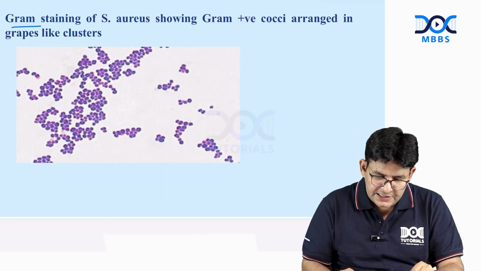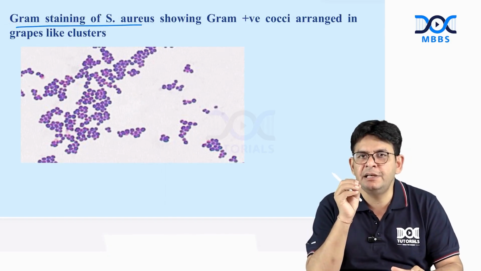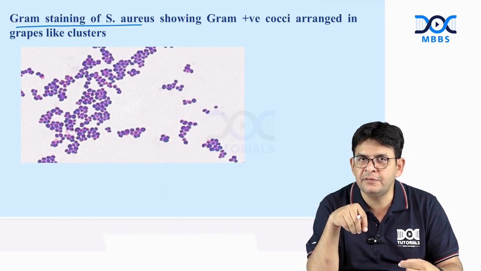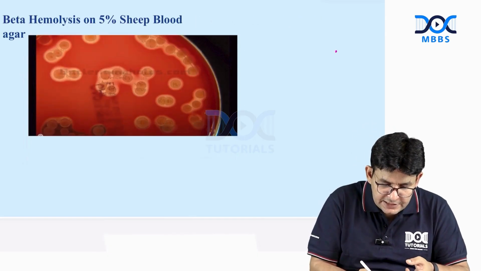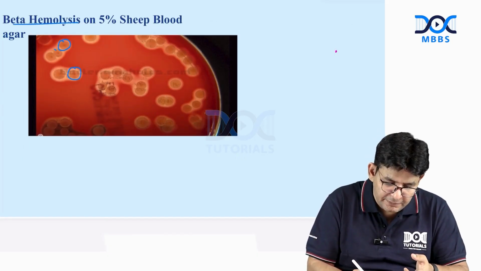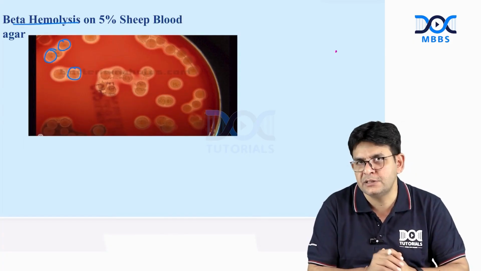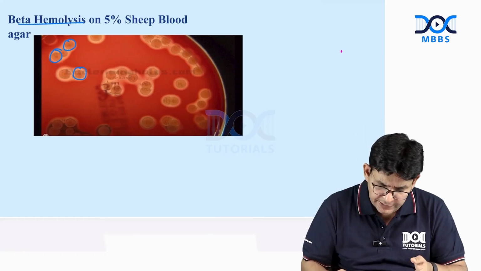Now, besides this, I would like to show you the gram staining picture of Staph aureus. This is the typical gram staining, grape-like clusters. Just now we have done that. And this is that hemolysis which we talked about, the beta hemolysis, the complete zone of hemolysis, which is observed in 5 to 10% sheep blood.